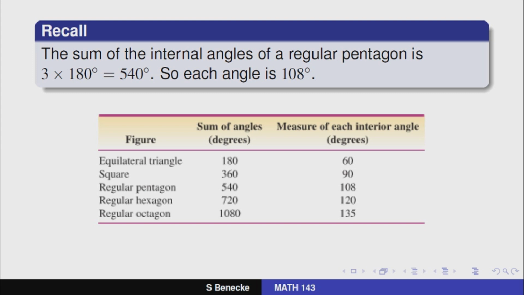But I don't know the pentagon, for example. The pentagon has 3 triangles inside it, so 3 times 180, 540. But the pentagon has 5 interior angles, because penta means 5. So 540 divided by 5 gives me the size of a single interior angle of a pentagon as 108. And I can then do this for all of them. Any questions on how that right column is calculated?